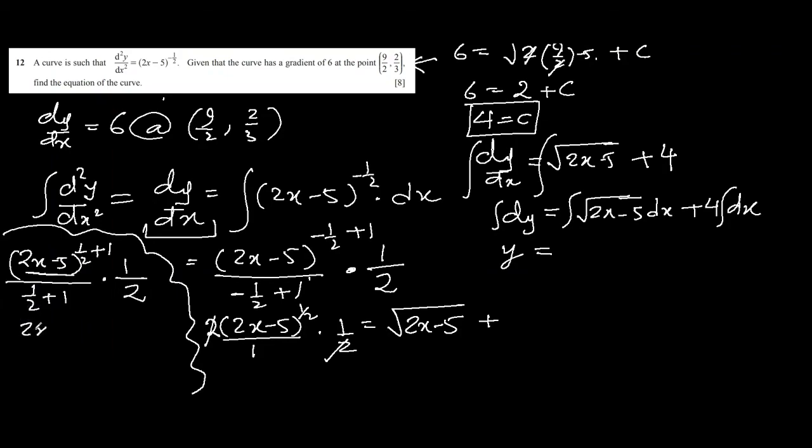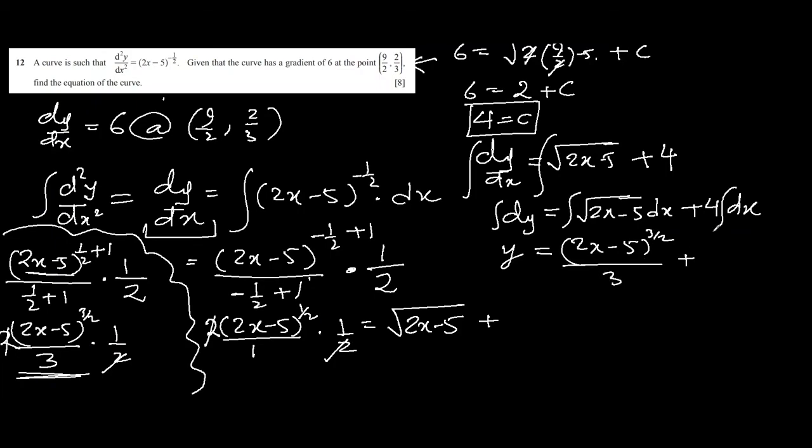Alright, (2x minus 5) to the power 3 over 2, over 3 over 2, multiplied by half. The 2 and 2 cancel, so this is our integration. That's what I will write here: (2x minus 5) to the power 3 over 2, over 3, and then the integration of 4 dx will be 4x, and then plus c. Right. Now we have to find the value of c. Everything else is ready with us. To find the value of c, we can plug in the point (9/2, 2/3), which has been given to us. So that will help us do this.